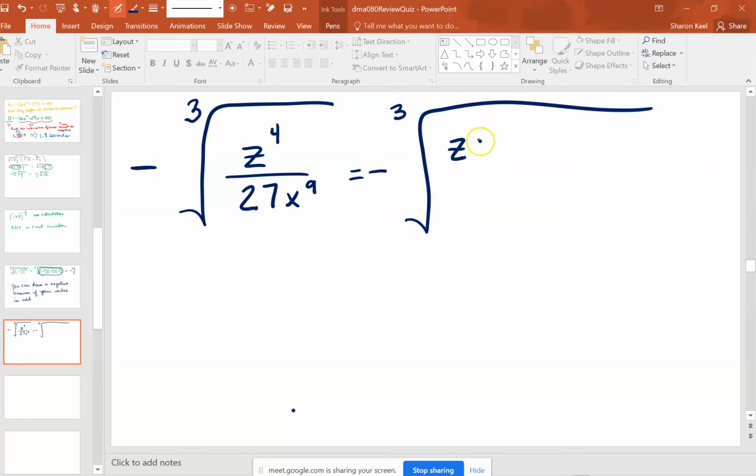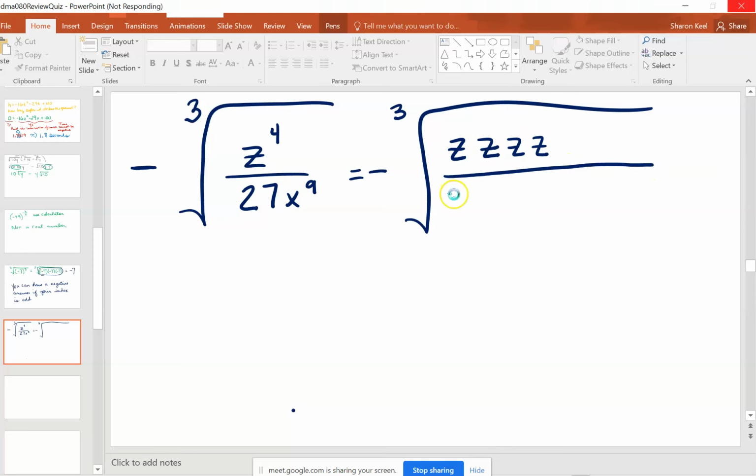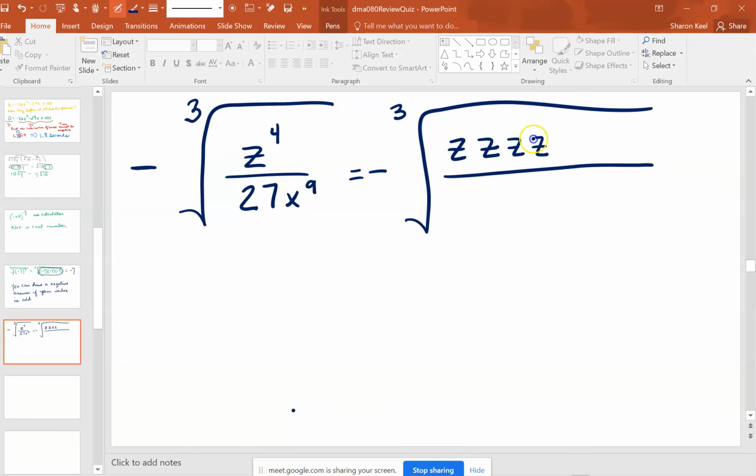Z to the fourth means you have 4 z's. 27, if we factored it, would be 3 times 3 is 9, times 3 is 27. X to the ninth means you have 9 x's.